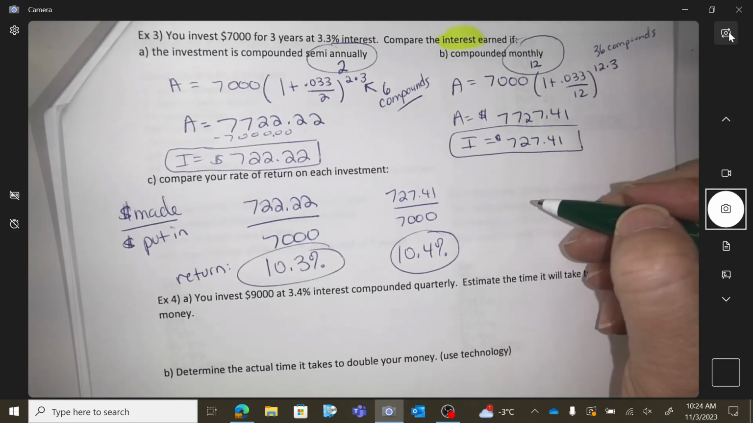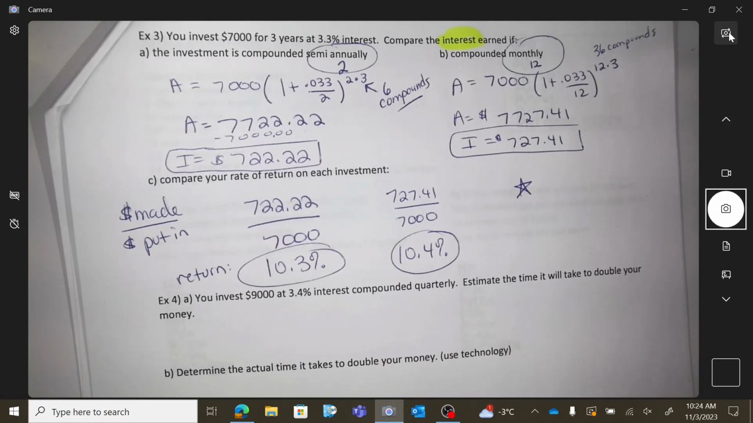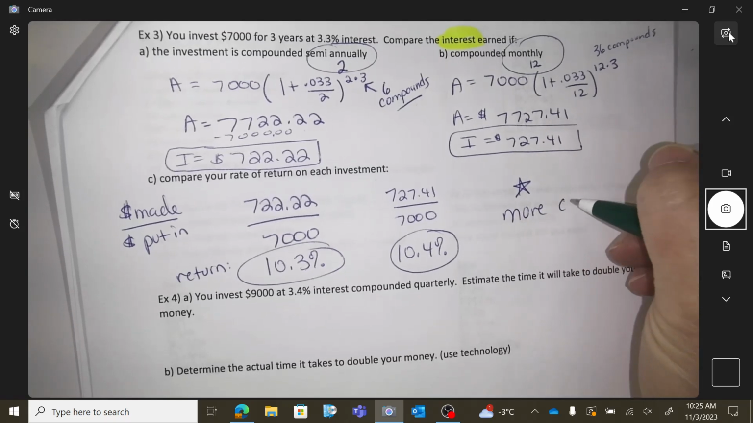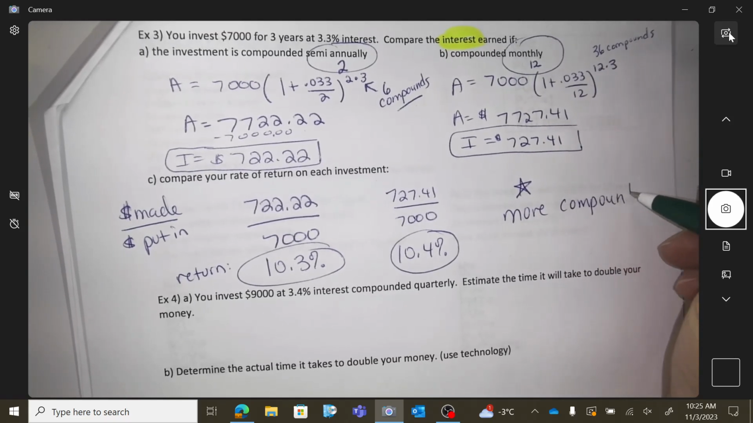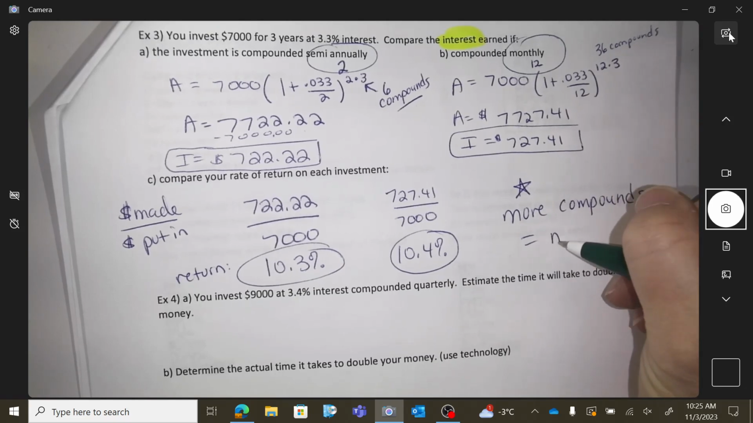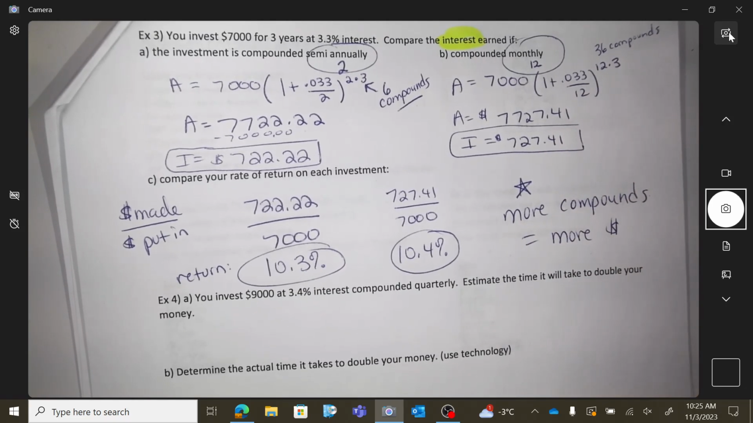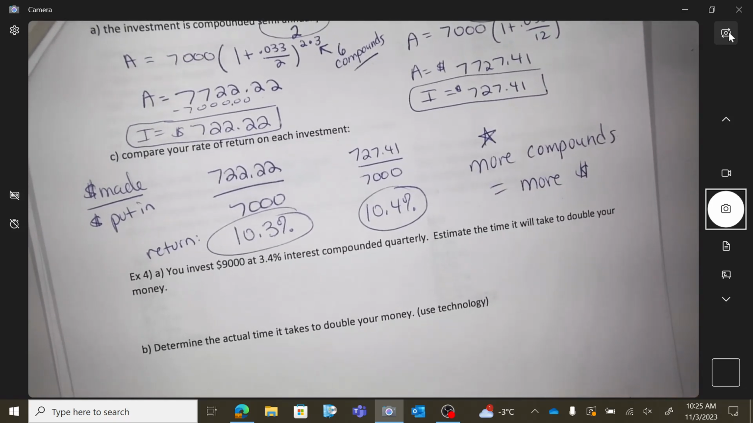Okay, should we make a conclusion? So this had all the same criteria except for one got compounded more than the other. So what's your conclusion about number of compounds? More compounds you can do will equal more money. Okay? So there might be some basic questions like that on the test. I might just say, here's two people, who made more money? I don't want you to figure it out, just tell me who.